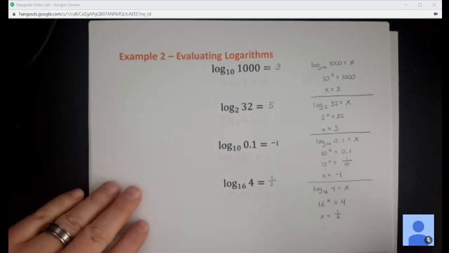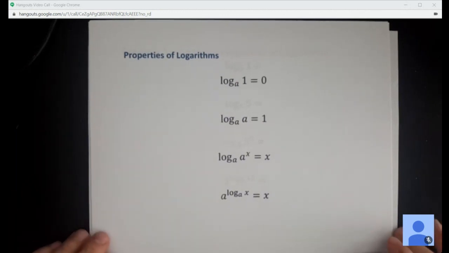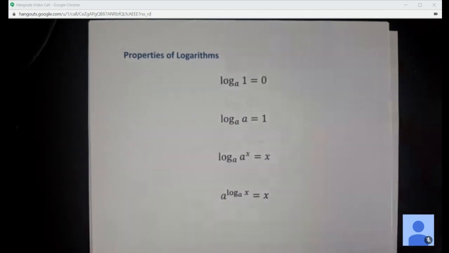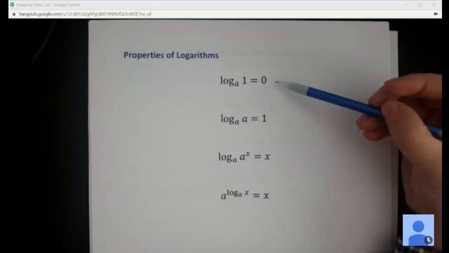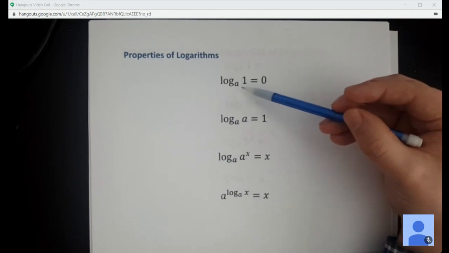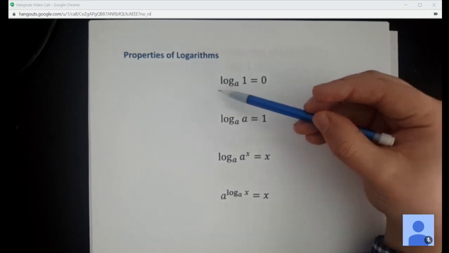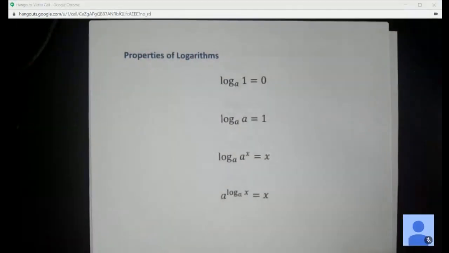All right. So here are some of our properties of logarithms. Our first one says that if we have a base a log of 1, that's always going to be equal to 0. And it does not matter what that base is. This is always going to be 0 because any number to the 0 power will always be equal to 1, and so this equation will always be true no matter what the base is.